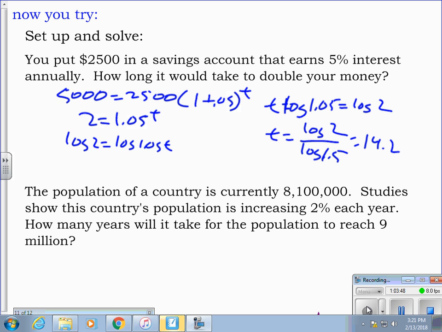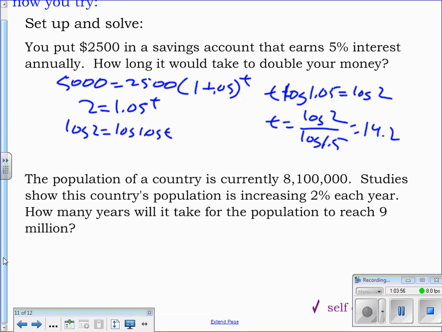Then on the last one, we'll set it up. Population of the country is currently 8,100,000. Studies show this country's population is increasing at 2% a year. How long to reach 9 million? Here's the deal. Don't write 9 million. Write 9, and know that I'm working in millions. 9 million equals 8.1 million times 1.02 to the T power. That's what you do.